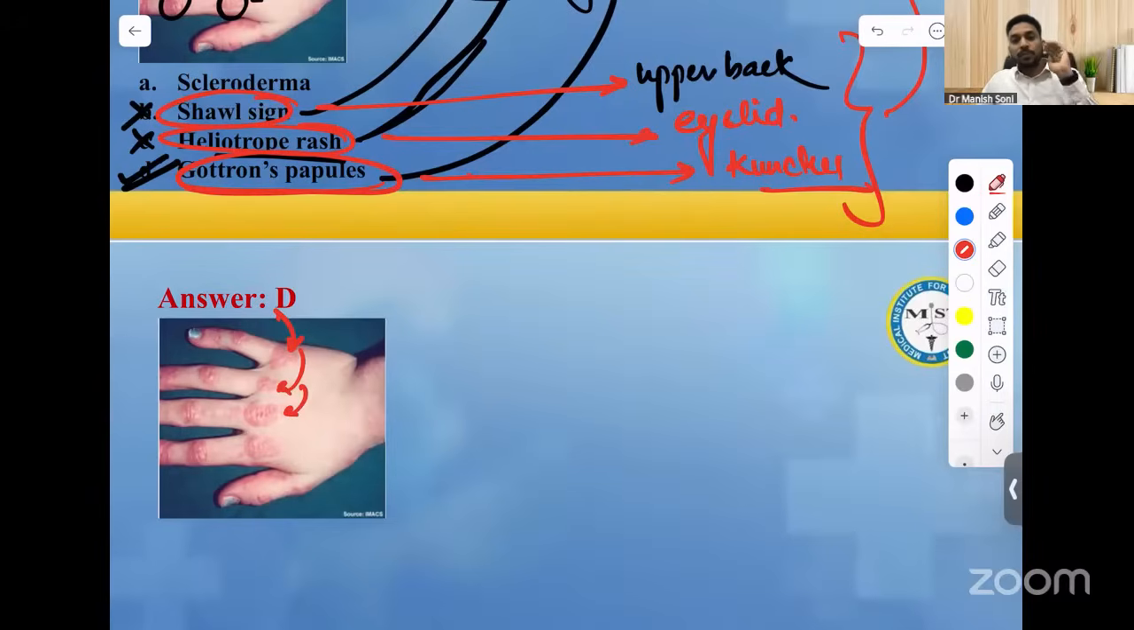Now remember, because questions have been asked on these points, remember shawl sign, that is the rash over the upper back or the shoulder where we wear a shawl. Why do we call heliotrope rash that? Because heliotrope is a type of flower which is slightly purplish in color. So these are purplish rashes present around the eyes, and Gottron's papules are present over the knuckles. All these are seen in dermatomyositis.